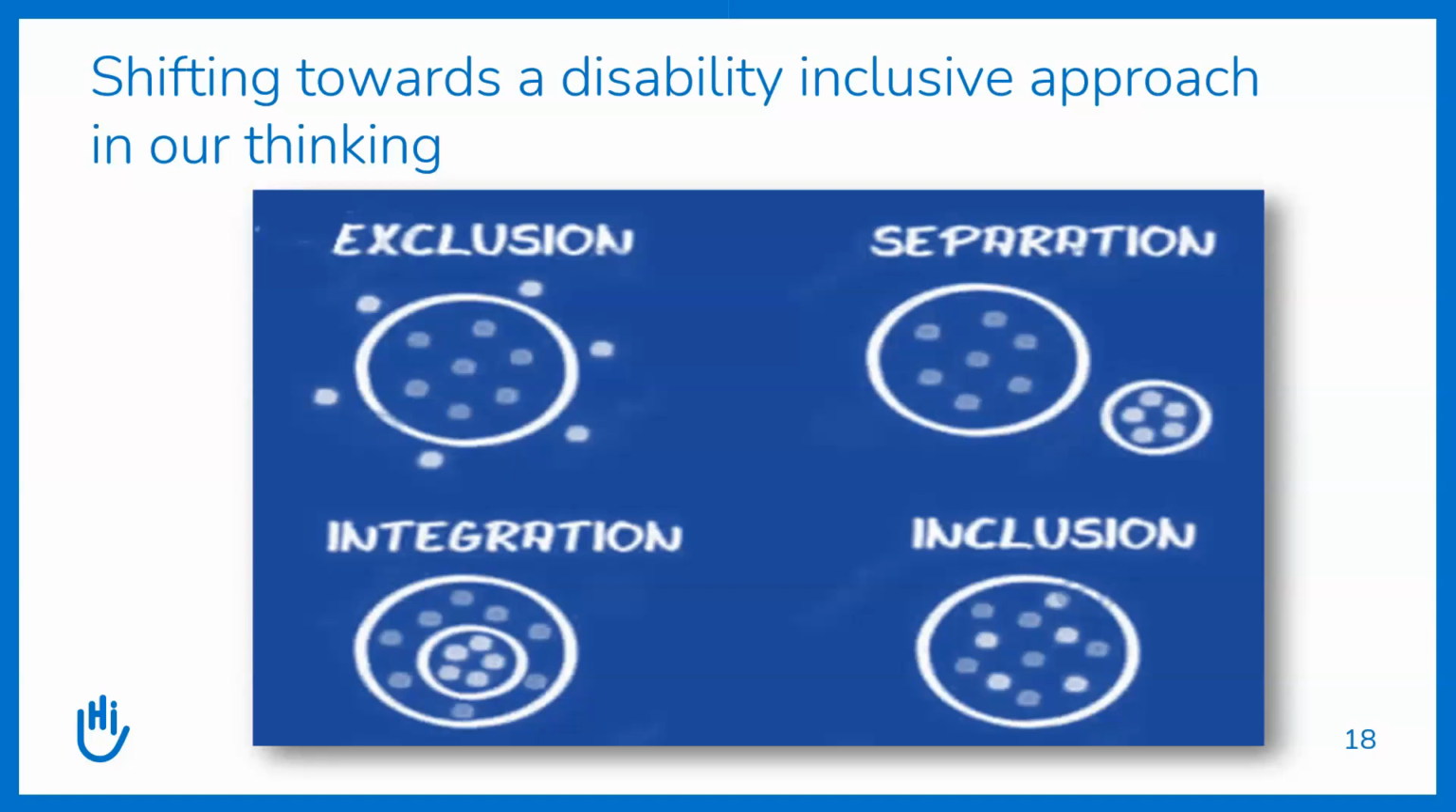Let's move to the third one, bottom left. And here we have integration. In integration, we are talking about people getting services in one setting, but in different sections. For example, you have a school. The school is one school, one compound, but inside we have classrooms for special cases. We have classrooms for persons with disability, but in the same school.